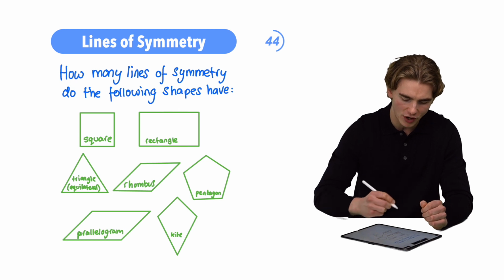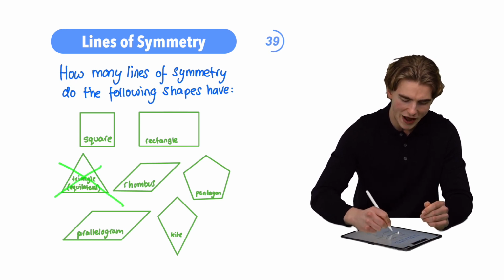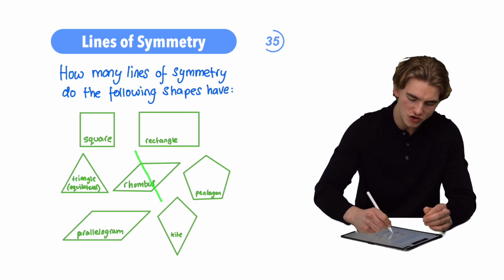Next up, we have our triangle, equilateral triangle, I should say. That's going to have 1, 2, and 3 lines of symmetry. Next up, a rhombus, that's going to have 1, 2 lines of symmetry.